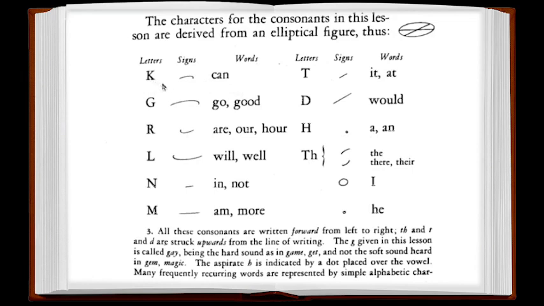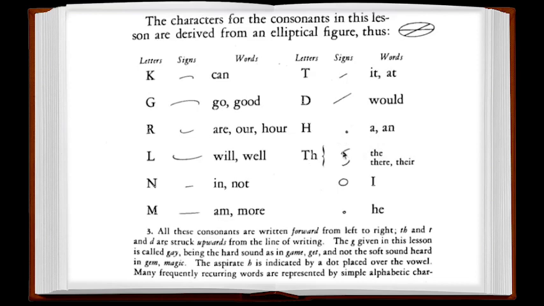So we move here to K, which is also the word can. G is go and good. R is our, and our. L is will and well. N is in and not. M is M and more. T is it and at. D is would. H is A and N.